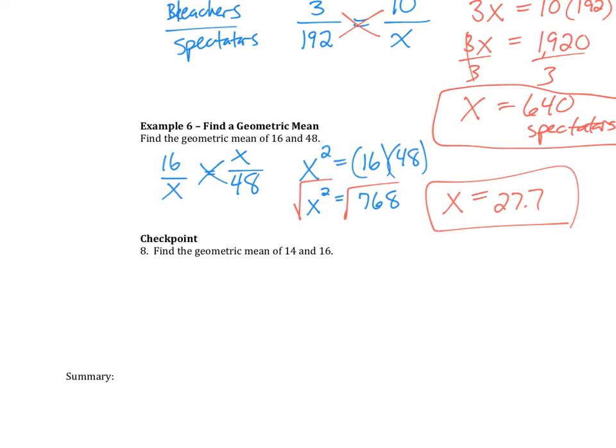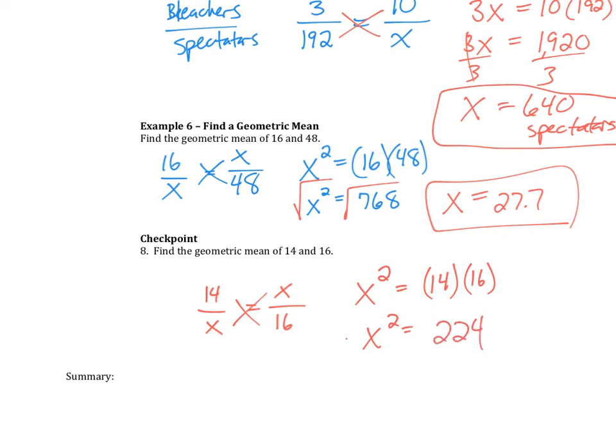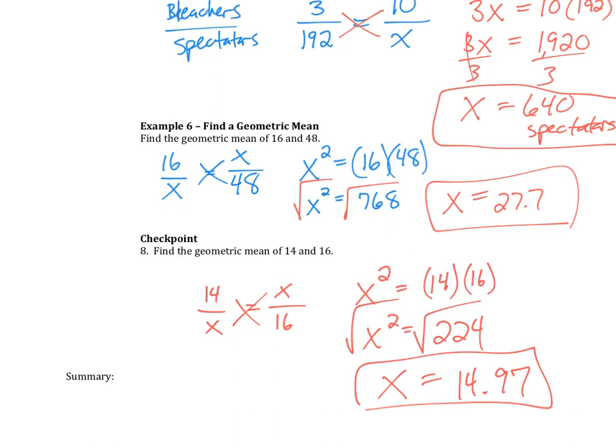And same thing for the checkpoint. If we're finding the geometric mean, you put x in the spot of the means, 14 and 16 go in the other spots. Then we cross multiply. x squared equals 14 times 16. So x squared equals 224. And then we take the square root. And the square root of 224 is 14.97. So that is how we find the geometric mean.